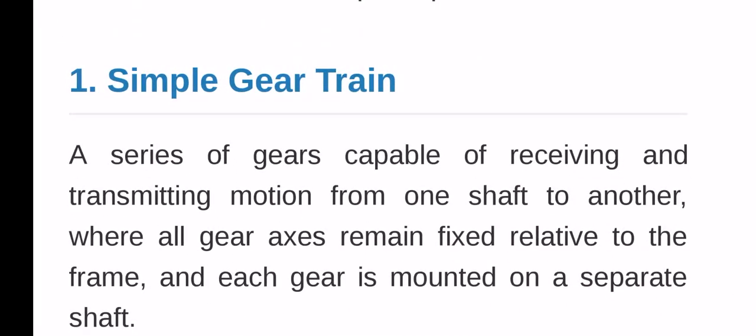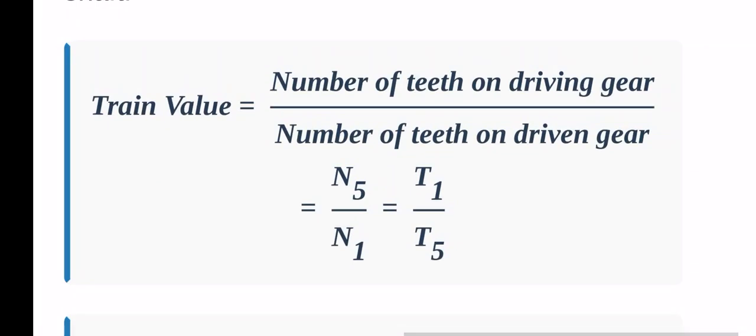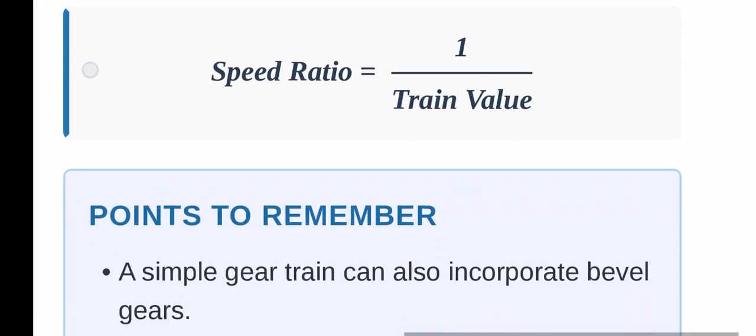Simple gear train. A series of gears capable of receiving and transmitting motion from one shaft to another, where all gear axes remain fixed relative to the frame, and each gear is mounted on a separate shaft. Train value: number of teeth on driving gear by number of teeth on driven gear, N5 by N1 is equal to T1 by T5. Say speed ratio is 1 by train value.